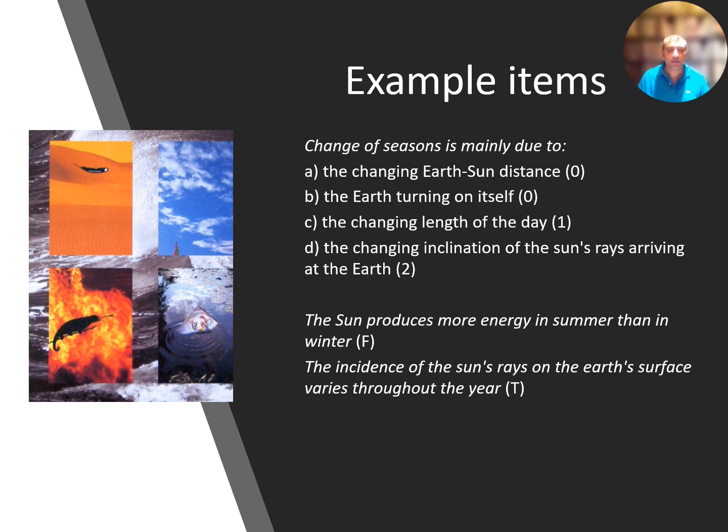Here are some examples for the multiple choice items. The change of season is mainly due to: the changing Earth distance, the Earth turning on itself, the changing length of the day, and the changing inclination of the sun rays. And then we have 2 examples of the true-false items. The sun produces more energy during the summer than in winter. The incidence of sun rays on the Earth's surface varies during the year.